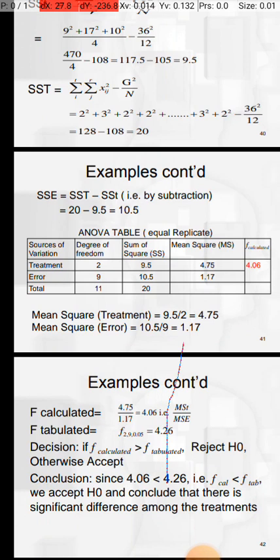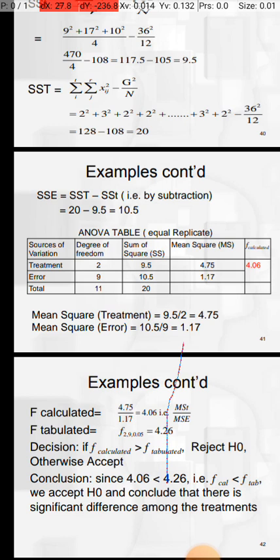So mean square treatment, that's your MST. Now we're on the 4th column now. So mean square treatment, you just divide your SST by your degree of freedom. So I hope you are following me. So when you do that, what you get is 4.75. You can see how it is done there.